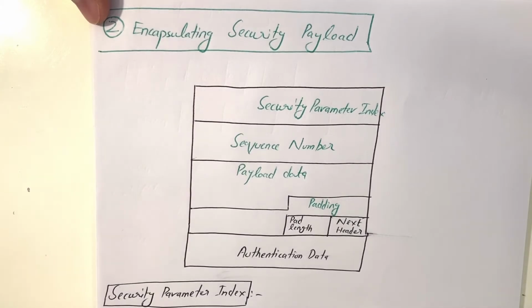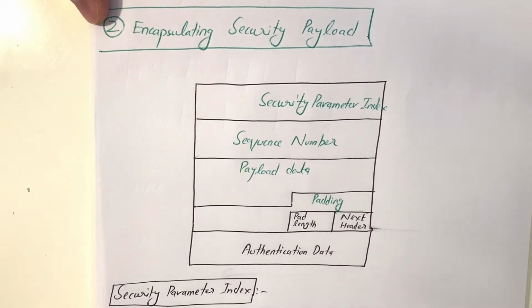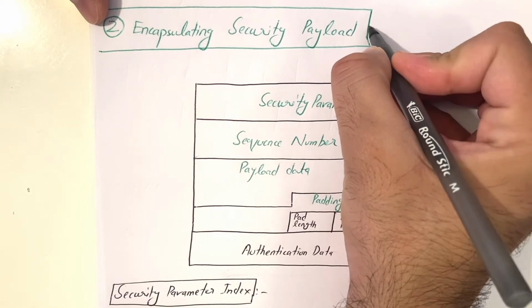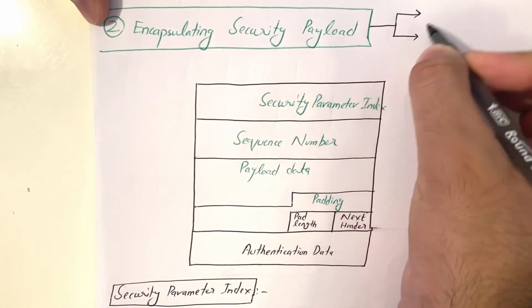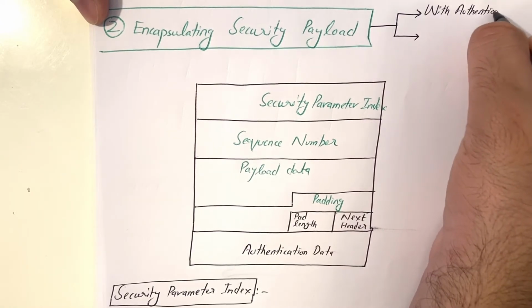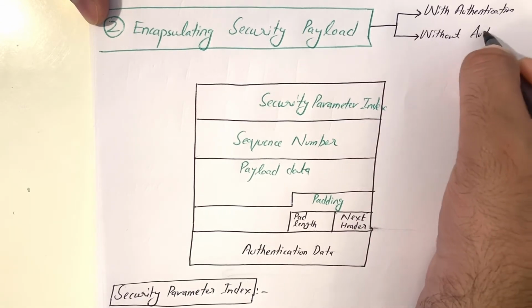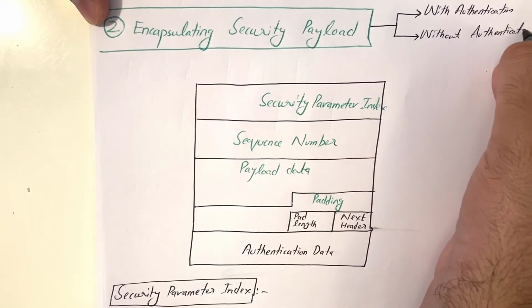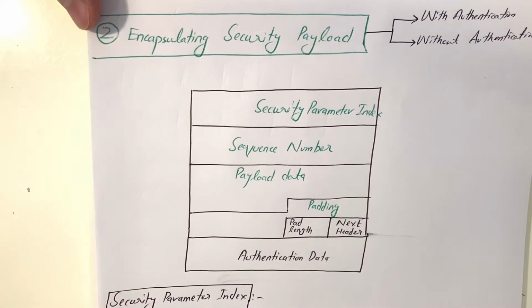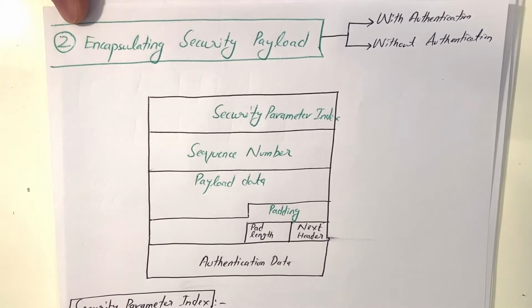Next is ESP, the Encapsulating Security Payload, which provides confidentiality, which involves encryption and decryption schemes. The benefit of ESP is it can be implemented in two modes: with authentication or without authentication. With authentication means we will use the authentication algorithms along with the confidentiality algorithms, and without authentication means we will just provide confidentiality, with no authentication and integrity of the packets.